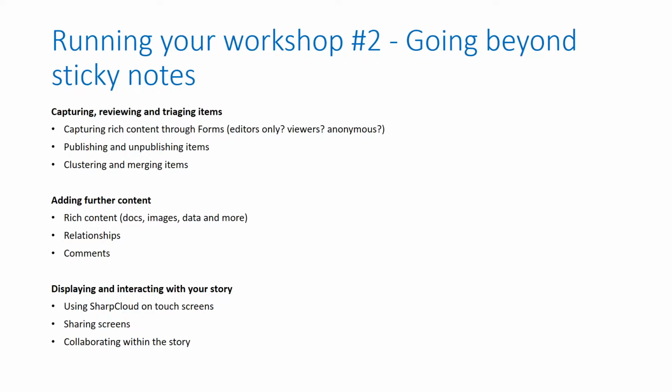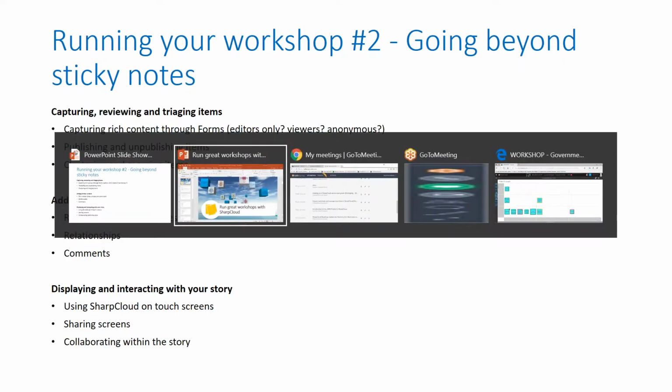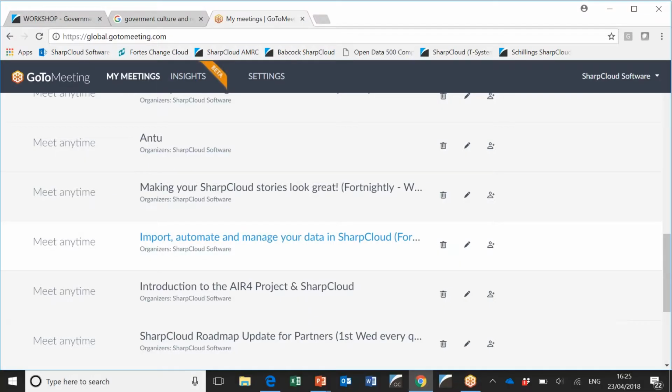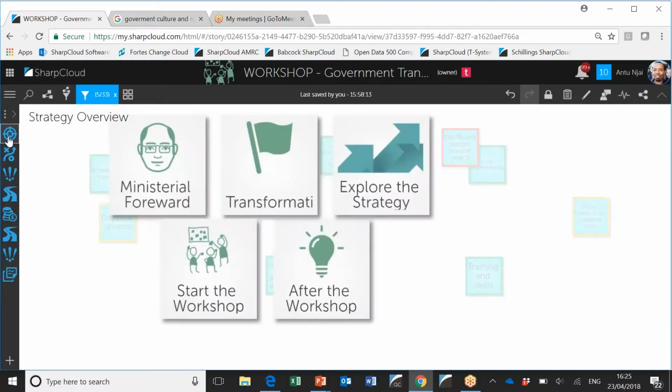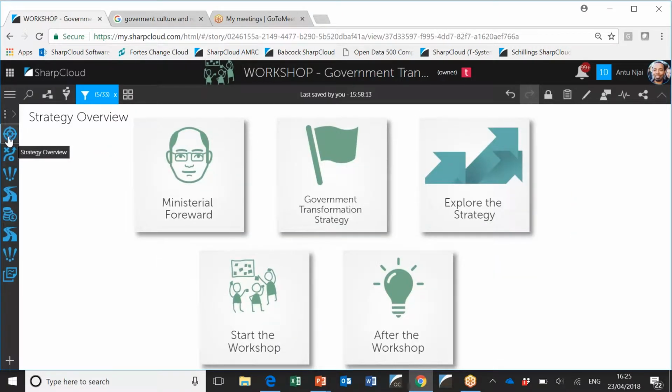And we'll come back to the last area around sharing and collaborating and using interactive rich screens in a moment. But I want to go into SharpCloud and bring some of this to life. So we're going to go into an example, which is a government workshop example. So I'm going to go back to the start. This is something that we've genericized from some work that we did with the Dutch government and also with other organisations here in the UK.